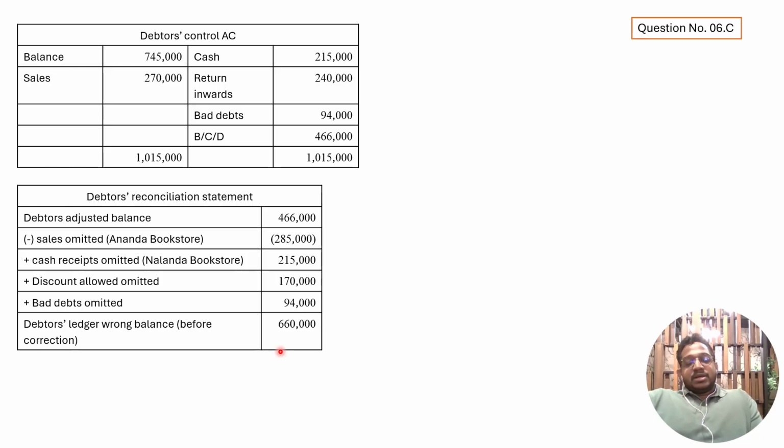So which means from those errors, you have to do the errors as they are that affected the debtors subledger, right? The understated sales, that amount you should minus. They didn't record cash receipts, discount allowed, and bad debts in the debtors ledger, so those things you should add up here. So you have to do the errors as they are. Then you can find the debtors incorrect balance, which means the balance before corrections in the debtors ledger.